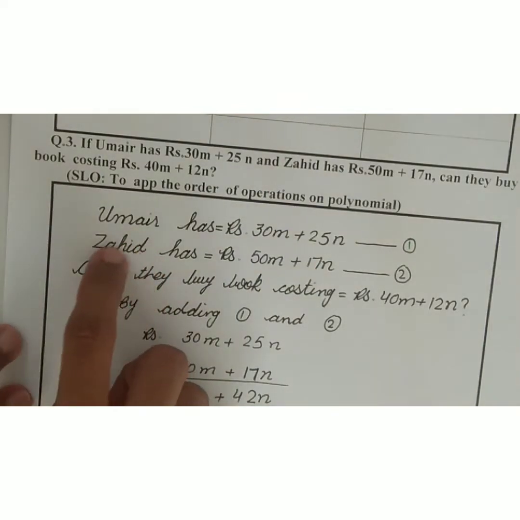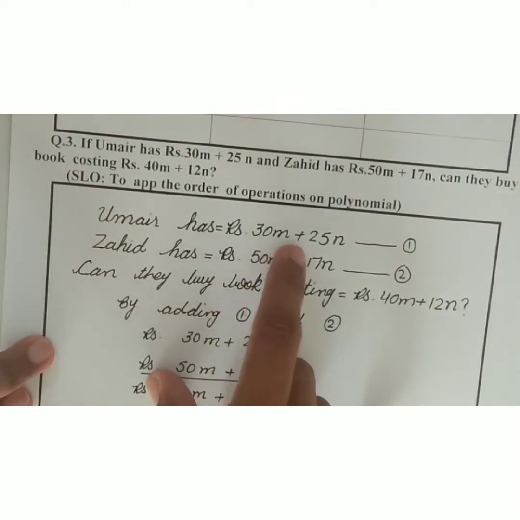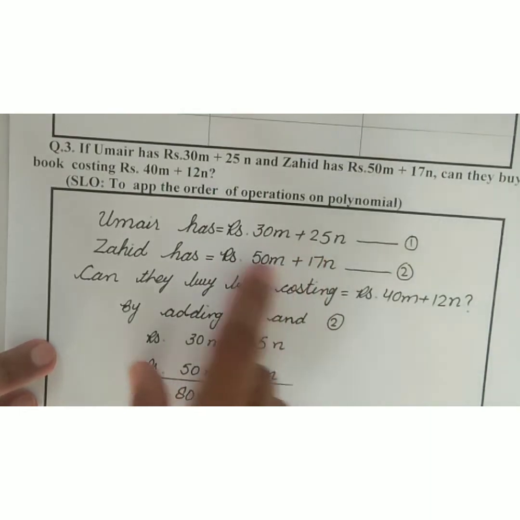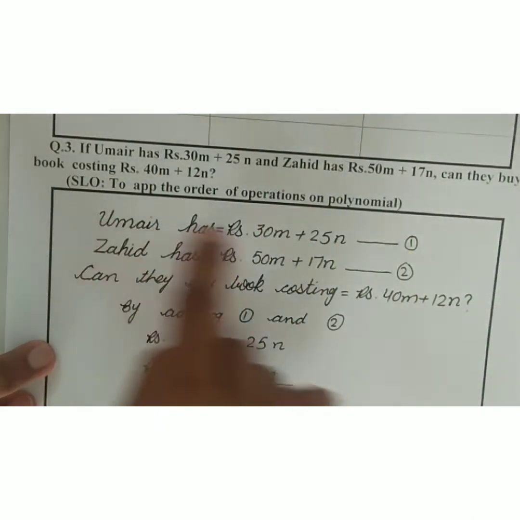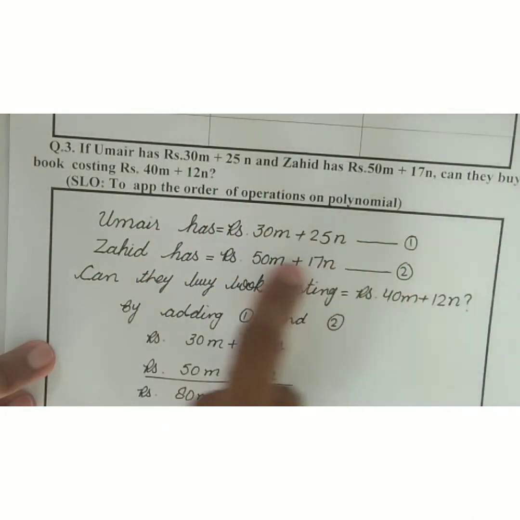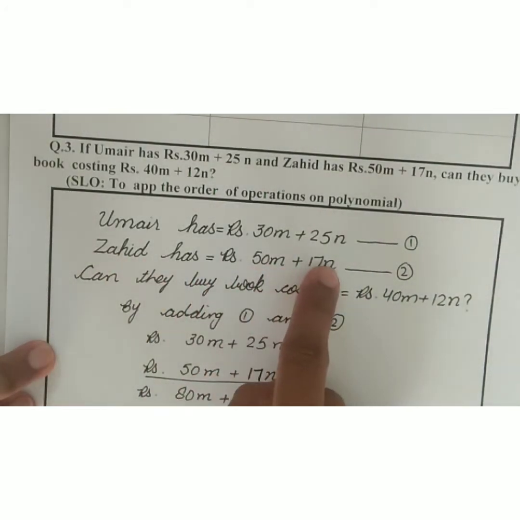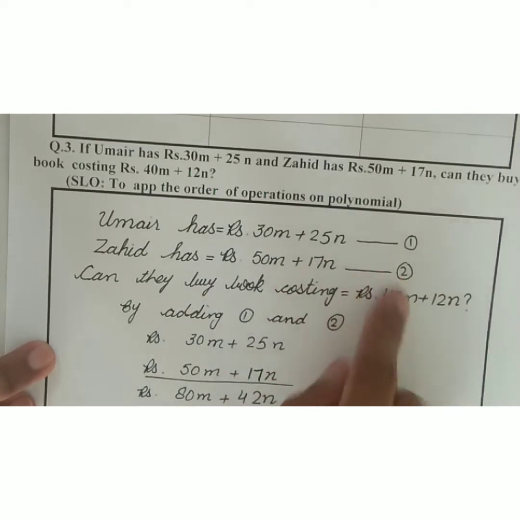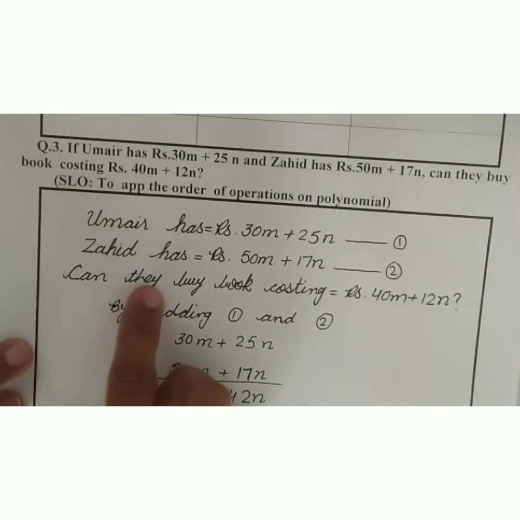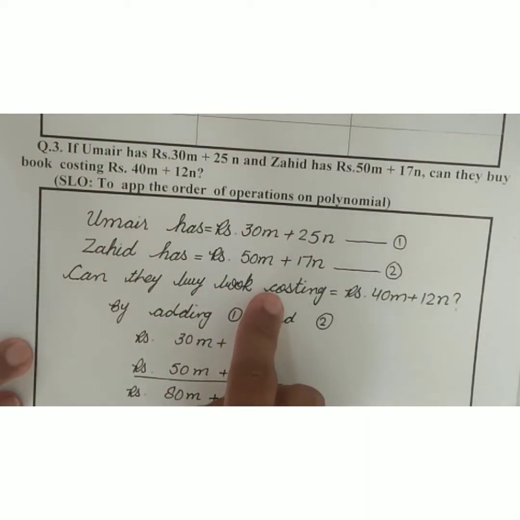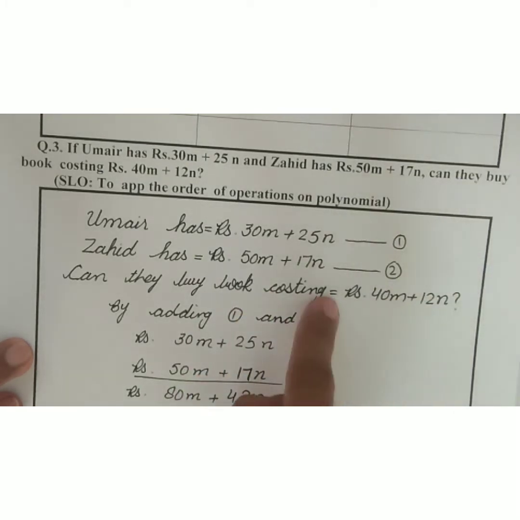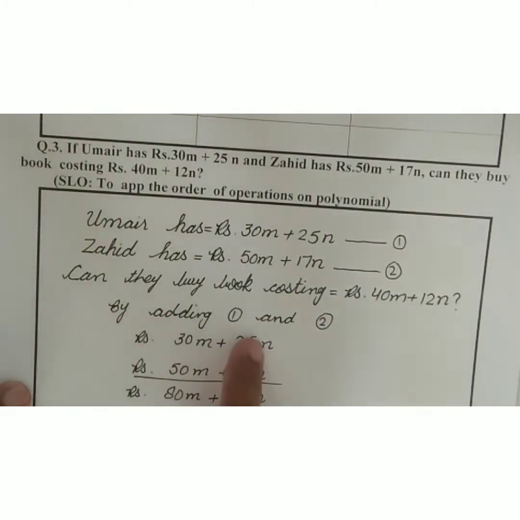First we have to write the statement. Umair has Rs 30m plus 25n. Students, give the name of this equation as 1. Next we have Zahid has Rs 50m plus 17n. This is equation number 2 for us. Next we have, can they buy a book costing this? Students, we have to tell, can they buy the book which has this cost. Now by adding 1 and 2, add these two terms.